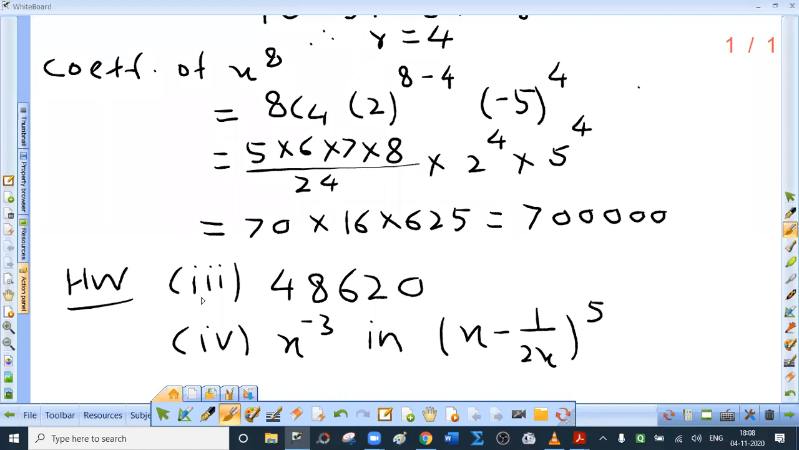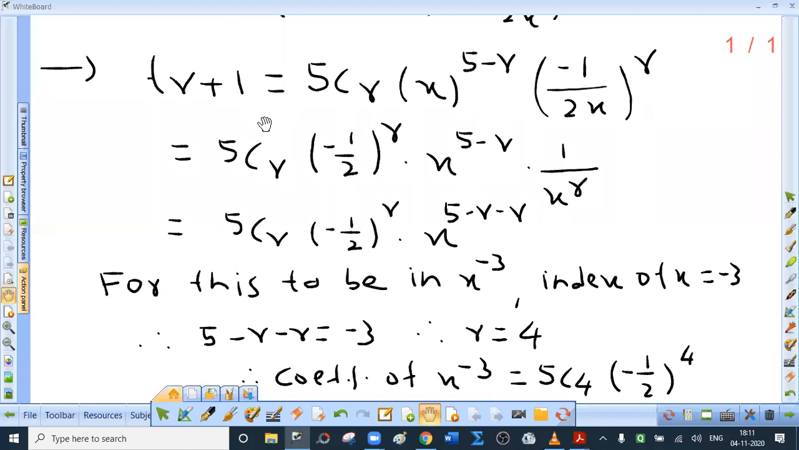So third sum is for homework. 48620 is the answer. Now fourth one, we are asked to find coefficient of x raised to minus 3 in (x minus 1 upon 2x) raised to 5.